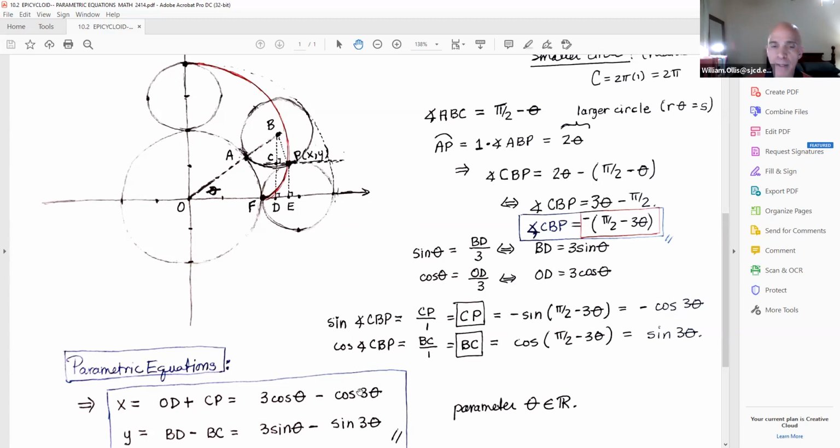Boom, right there. Now, we also need BC. We need this distance. So we'll use the cosine. Cosine of angle CBP will now be adjacent over hypotenuse. So that gives us BC, the one, that's a freebie. So BC is now the cosine of angle CBP, which we have in the box here. But of course, the cosine is even, so the negative absorbs. Cofunction identity, sine 3 theta. Now, what I just went through is not difficult. A trig student could do this.